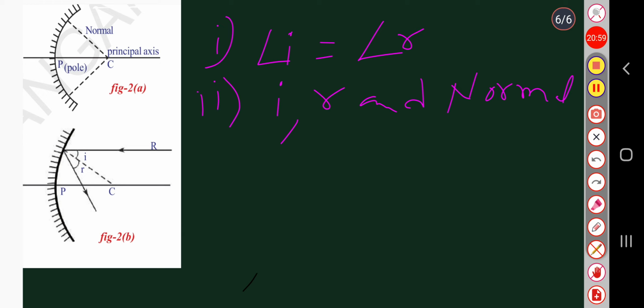Now my question is, are the laws of reflection valid for curved surfaces? Are the angle of reflection and angle of incidence also equal for reflection by curved surfaces? Absolutely yes. Curved surfaces also obey the laws of reflection. Remember, light always follows the laws of reflection while reflection is taking place.